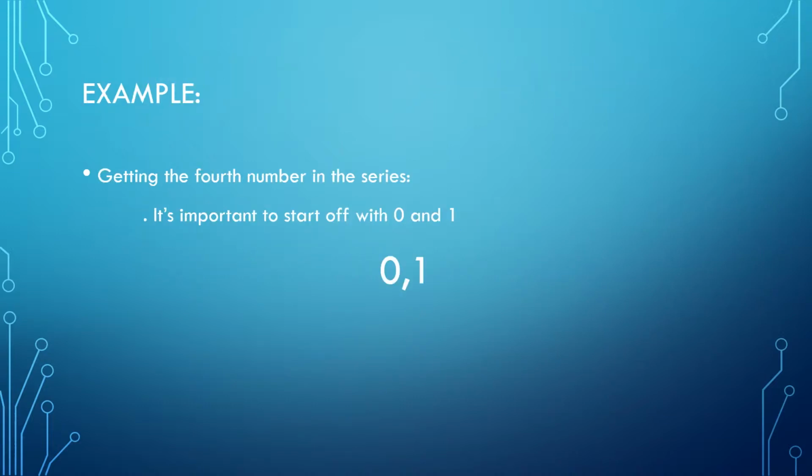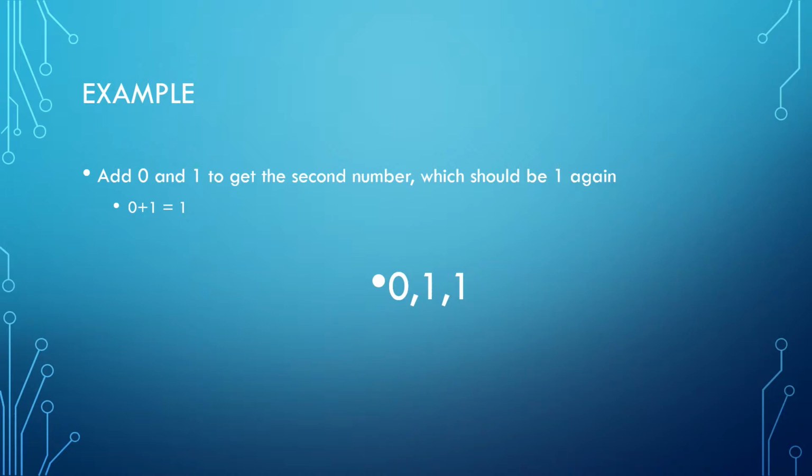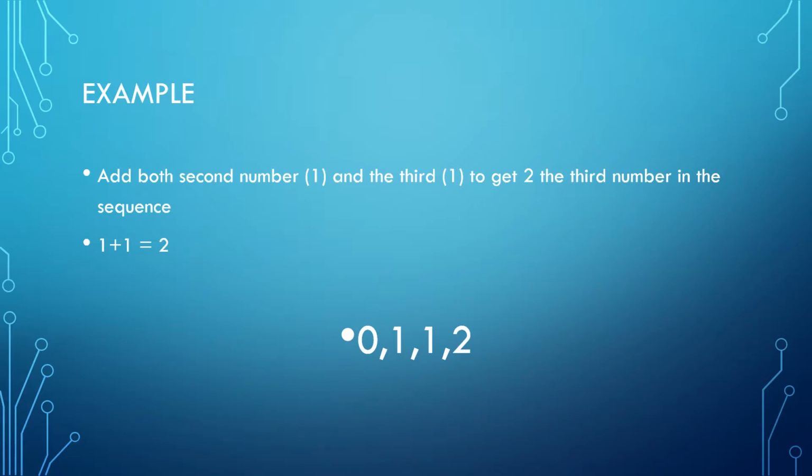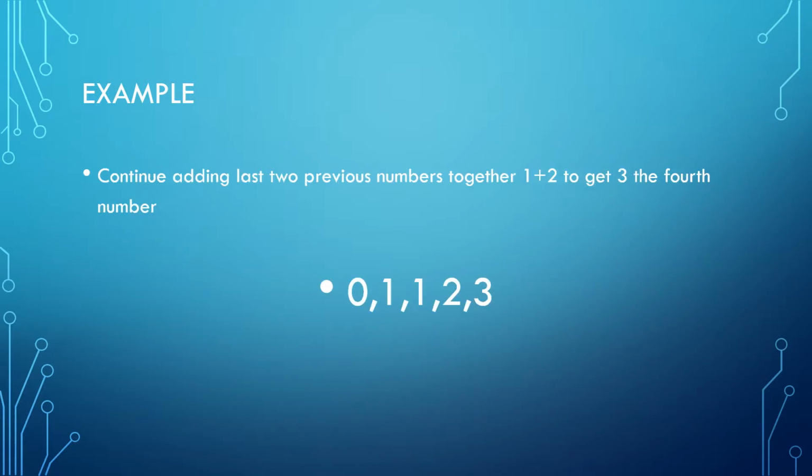Getting the fourth number in the series, it's important to start off with 0 and 1. Add 0 and 1 to get the second number, which should be 1 again. Add both the second number and the third to get the third number in the sequence. Continue adding the last two previous numbers together, 1 plus 2 to get 3, the fourth number.